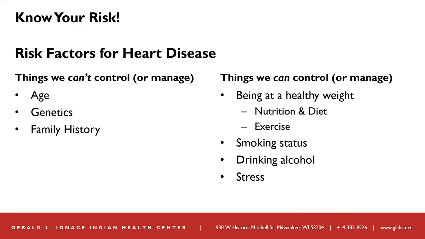Things that we can't control are things like our age, our genetics, and our family history, right? Because we can't control how old we get, we can't control our family history, and we can't control our genetic makeup. However, there are a lot of things that we can control. For example, being at a healthy weight, and of course that plays into nutrition, our diets, as well as getting enough exercise, whether we smoke tobacco or not, whether we drink too much alcohol, and then of course stress. And again, I don't want to say that we can control stress, but we can manage how we interact with stress.